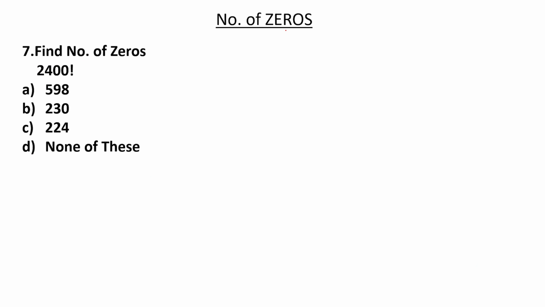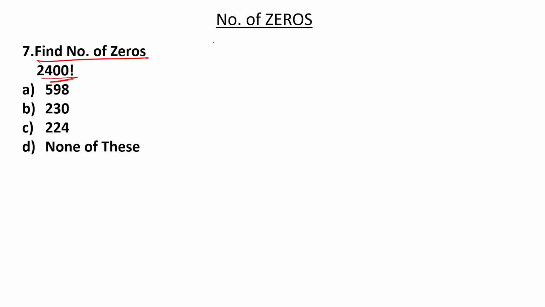Okay. Now this one seems somewhat tricky, but I will explain it quite easily. So there is no need for you all to worry about it. Just listen carefully. Find the number of zeros in 2400 factorial. Yeah, I know it's a big number.